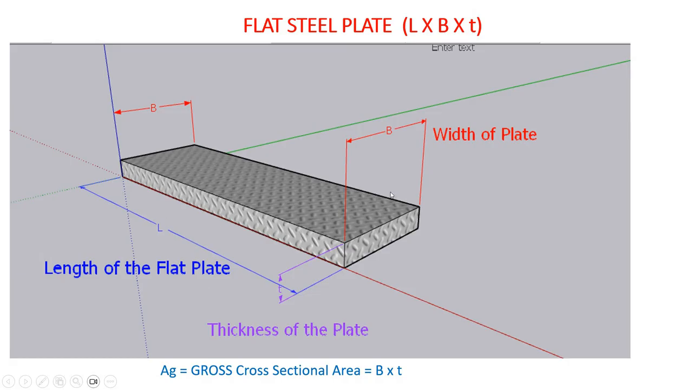Now, this is a typical flat plate. It has dimensions of L into B into T. L is the length of the plate, B is the width of the plate, and T is the thickness of the plate. Gross cross-sectional area is B times T.